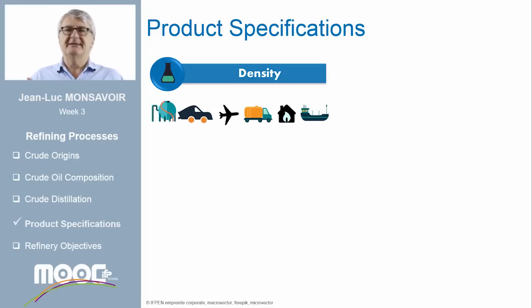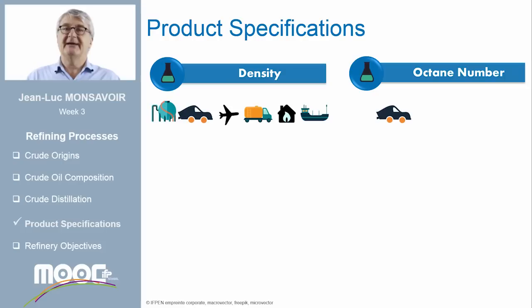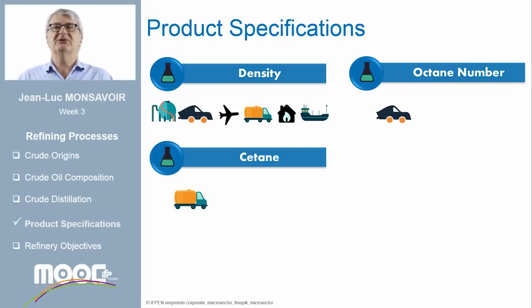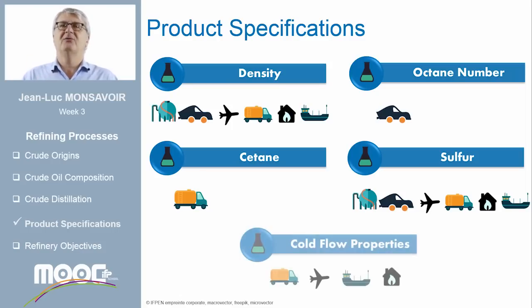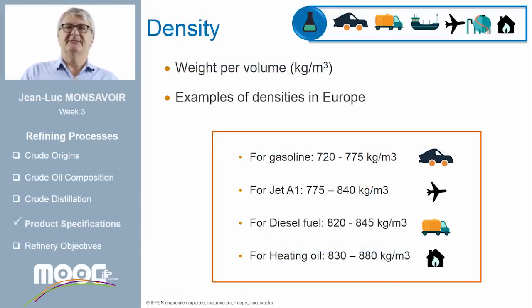First, we'll describe the density, which is a specification used for all kinds of products like gas, gasoline, jet fuel, diesel oil, heating oil, heavy oil. The octane number is used to specify the gasoline for spark ignition engines for cars. Cetane is a specification for diesel engines. Sulfur content is an important specification for environmental concerns, for a lot of products from a refinery. And finally, we'll describe the cold flow properties of products. It is important to respect this specification in order to be able to start and run an engine in cold conditions, like in winter. Let's start with density.